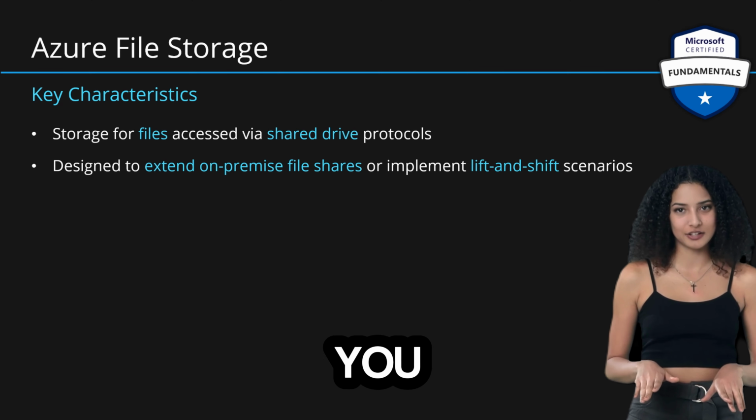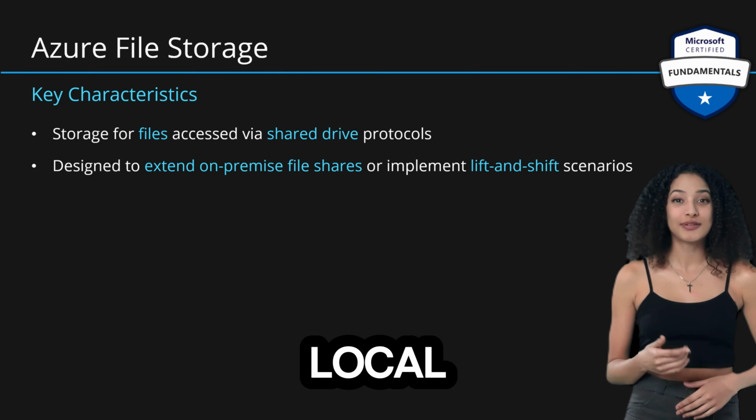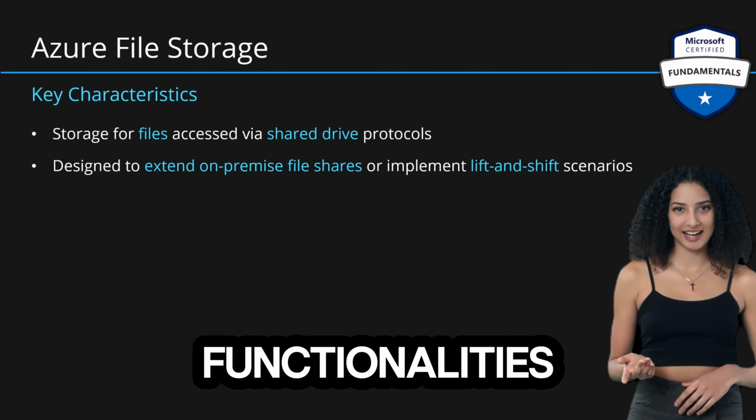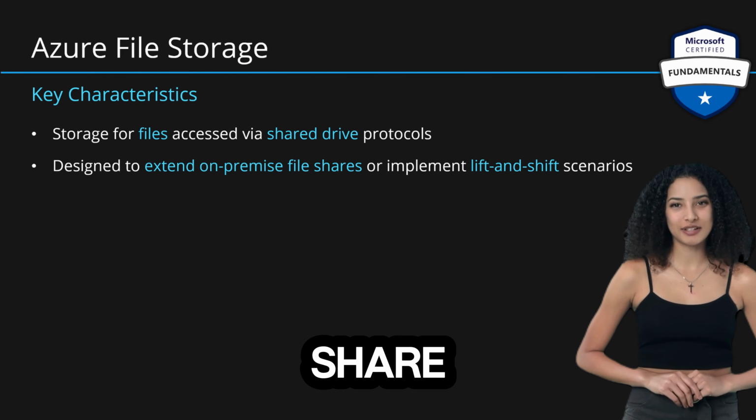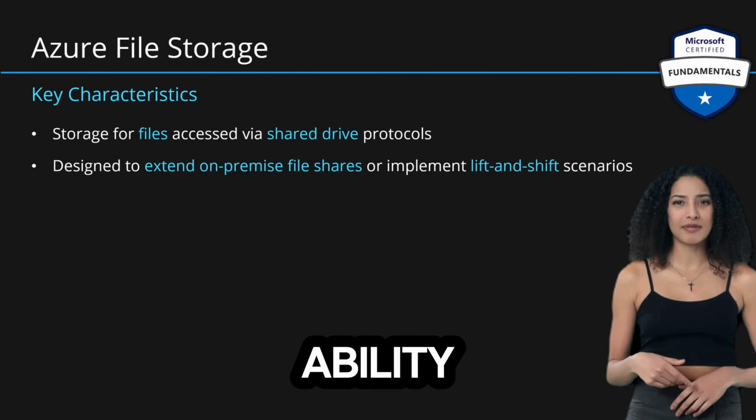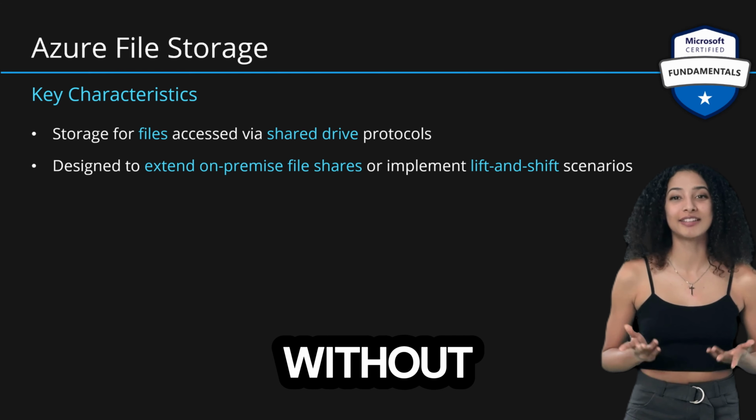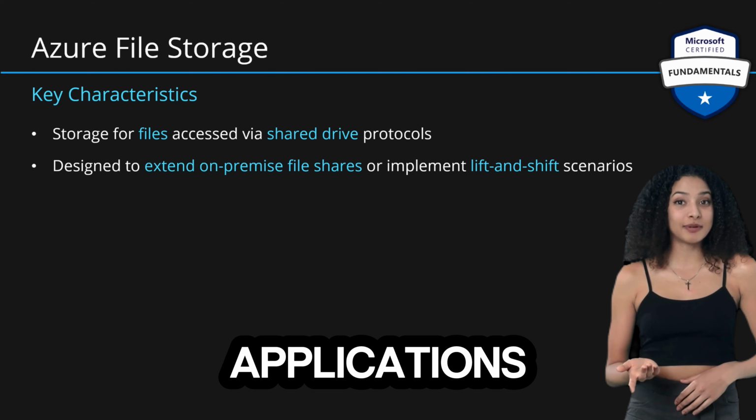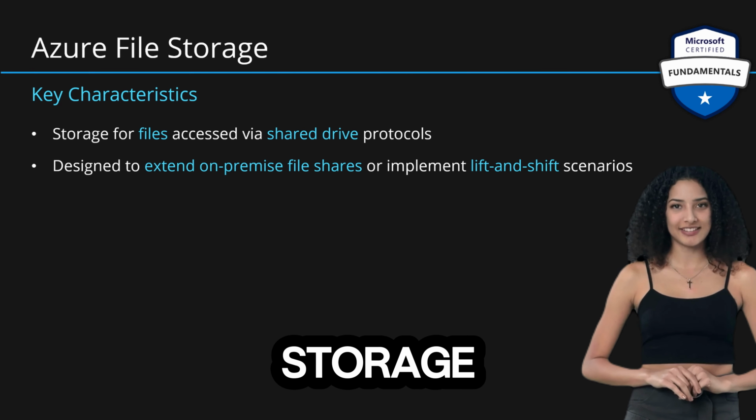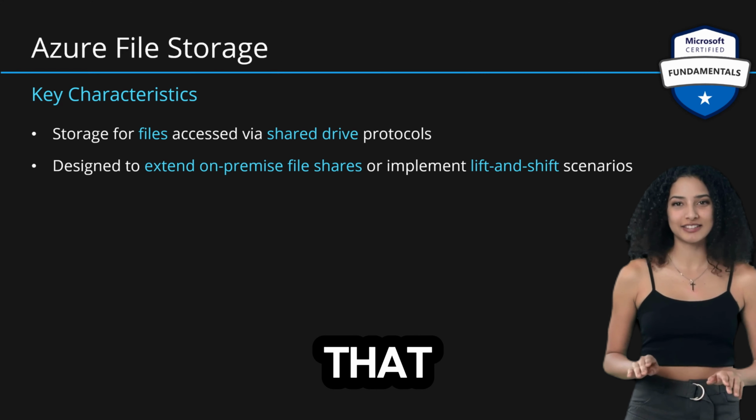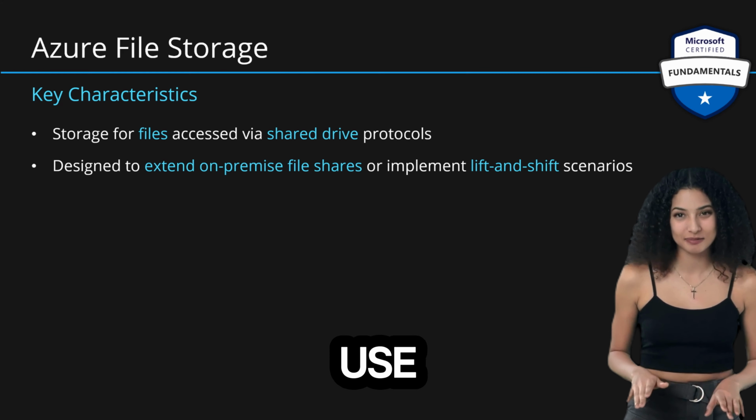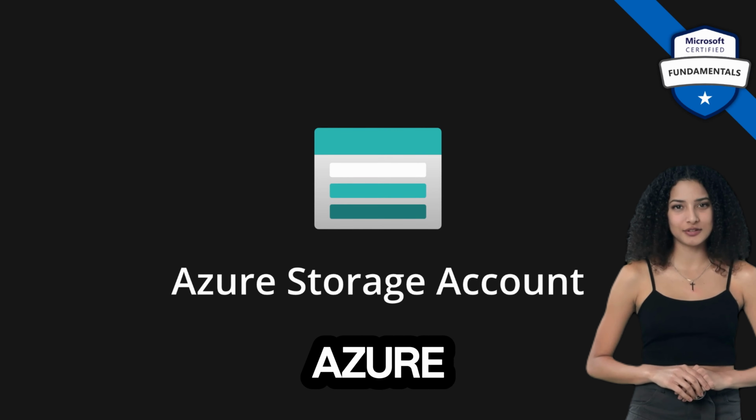In this case, you use Azure File Storage to mount it as a local drive. You point your application to the local drive. It uses native functionality, but in the end, this share is in Azure. So automatically your files are saved to Azure. This gives you the ability to take advantage of Azure features without any need to rewrite your existing applications. And pretty much that's the major difference between blob storage and file storage. You use file storage if you need that shared drive protocol. If not, you design your applications and use blob storage.